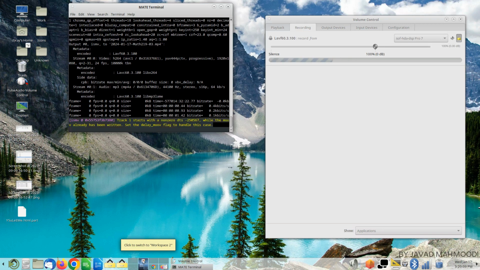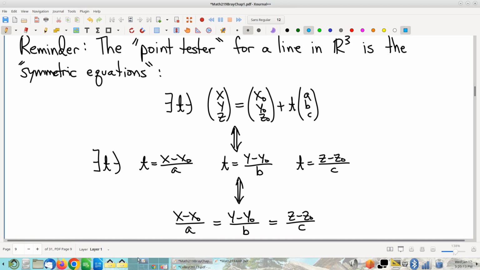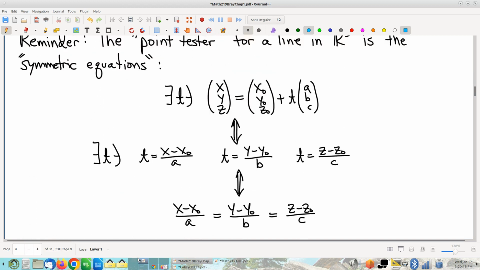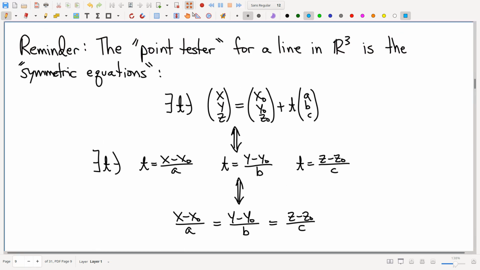Okay, so time to get started. So we were almost done with 1.2 last time. Here's the last little bit that I needed to get to.